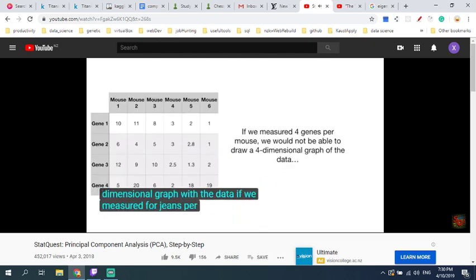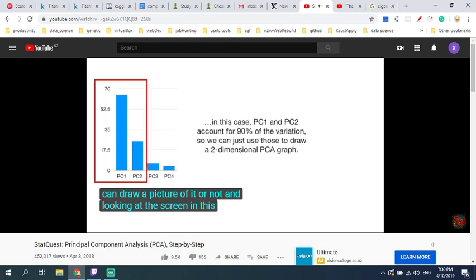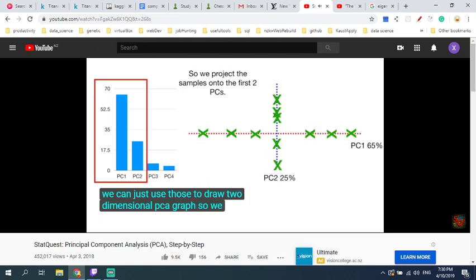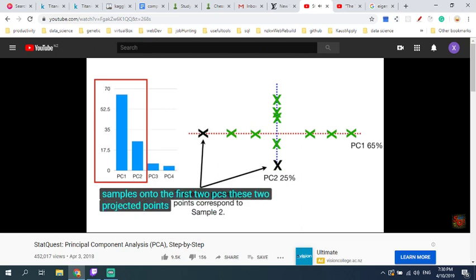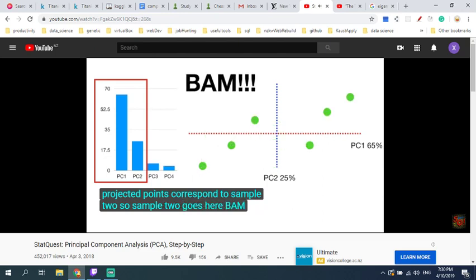If we measured 4 genes per mouse, we would not be able to draw a 4-dimensional graph of the data. Wah wah. But that doesn't stop us from doing the PCA math, which doesn't care if we can draw a picture of it or not, and looking at the scree plot. In this case, PC1 and PC2 account for 90% of the variation, so we can just use those to draw a two-dimensional PCA graph. So we project the samples onto the first 2 PCs. These 2 projected points correspond to sample 2. So sample 2 goes here. Bam!